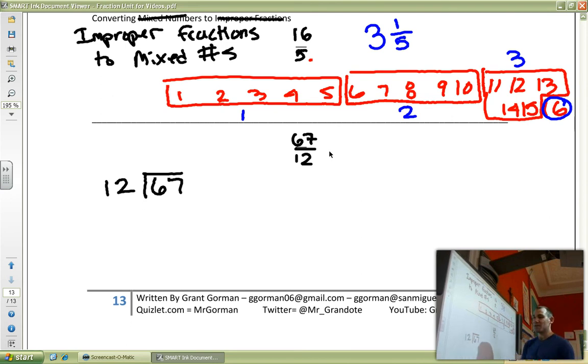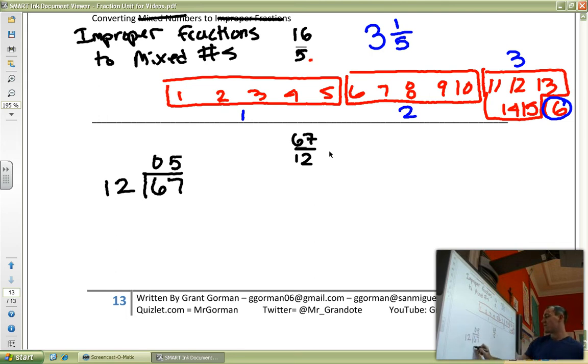Now 12 does not fit into 6 at all, so I'm going to put a 0 up there. And I'm going to concentrate on moving 12 into 67. Now I know that 12 is going to fit into 67 5 times, so I'm going to put that down. If you don't know, practice your multiplication tables, practice division tables. Get some flashcards. With a little practice and a little effort, you'll be able to do it no problem.